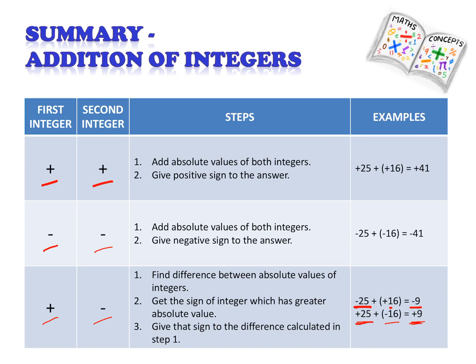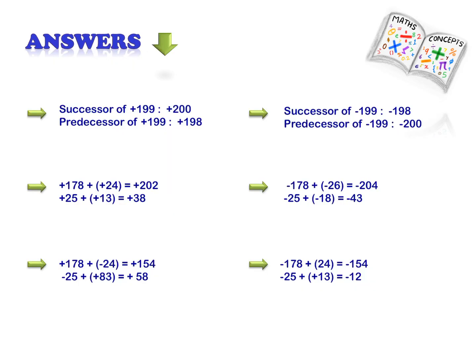Remember, when both integers are positive, you add absolute values. When both integers are negative, you add absolute values. But when one integer is positive and when another integer is negative, you find the difference of absolute values. Okay. All right then. Here are answer to all the exercises we have seen in this video. Check your answers.